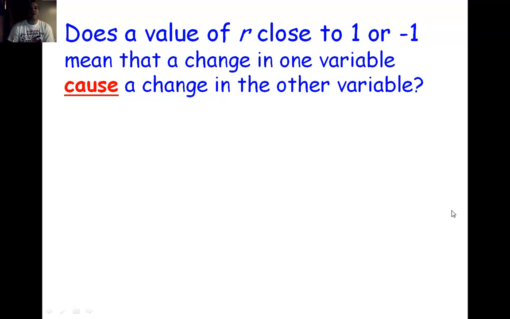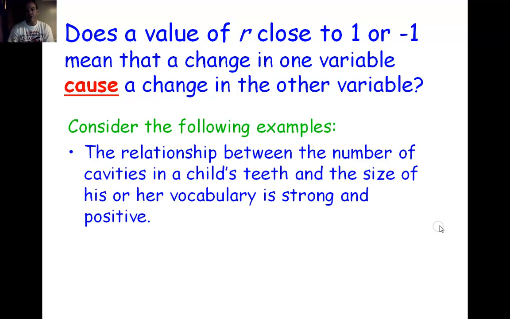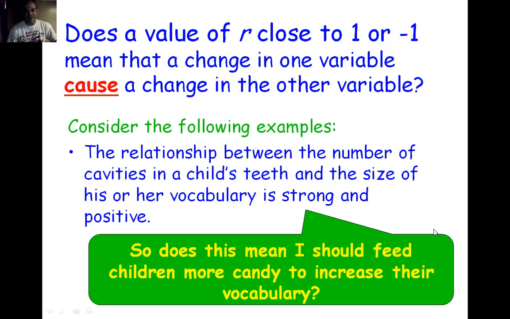So does a value of r close to 1 or -1 mean that the change in one variable causes a change in the other variable? So if you were to get a 0.99 or 1 specifically, does that mean that x actually caused y? So let's look at the following examples. What if we did a study and we took a sample of individuals and we found that the relationship between the number of cavities in a child's teeth and the size of his vocabulary is strong and positive? Does that mean that one caused the other?